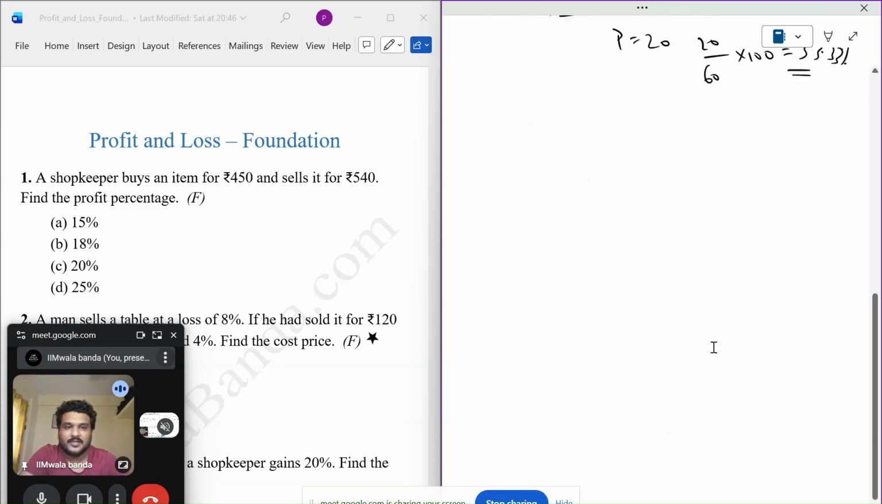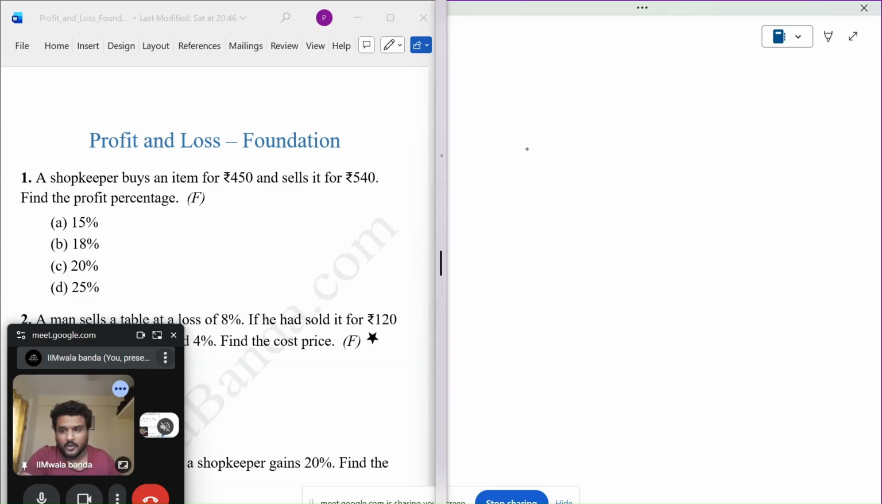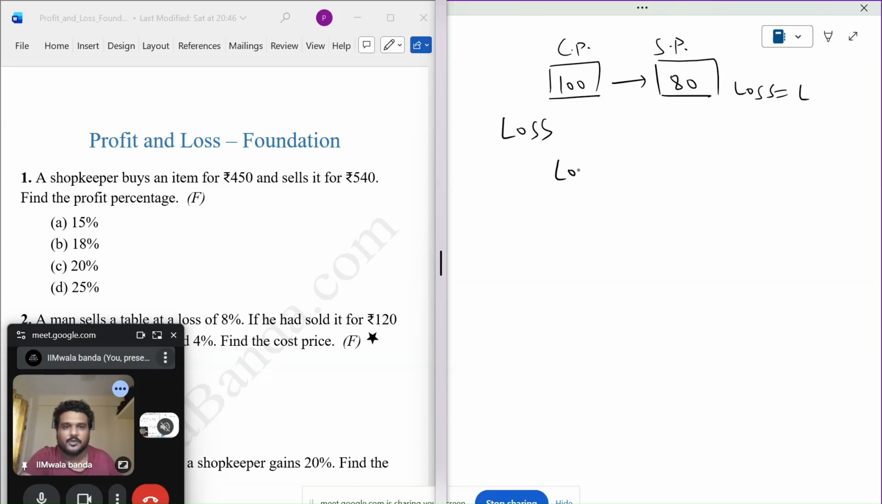Now let's quickly look at loss. Loss will be the opposite case. For example, if I want to sell something, I never want to, but I have to sell something at a lower price. I bought it for 100 rupees and I'm selling it for 80 rupees. This time I'm going to again incur a loss. Cost price again denoted by CP, selling price again denoted by SP, and loss, let's say L. So loss will be selling price minus cost price, then it will be what?